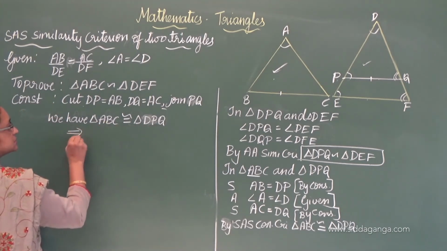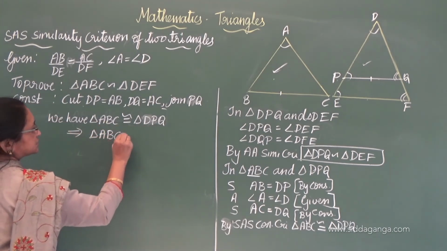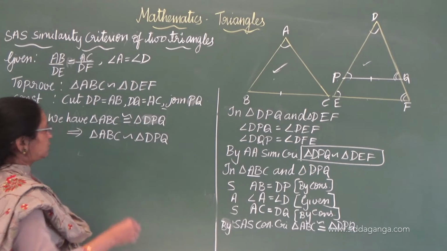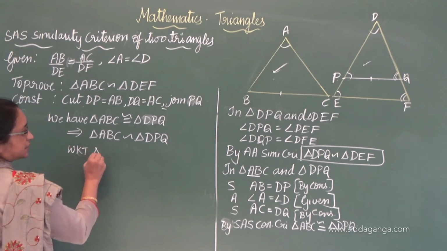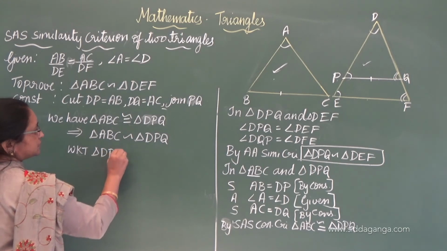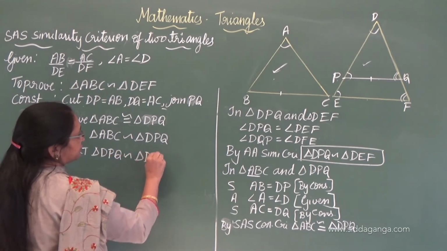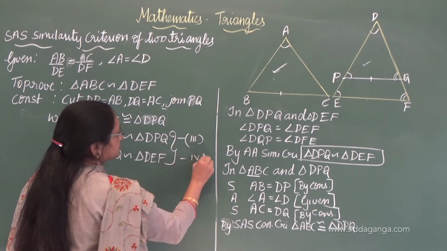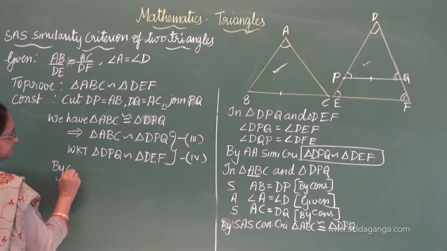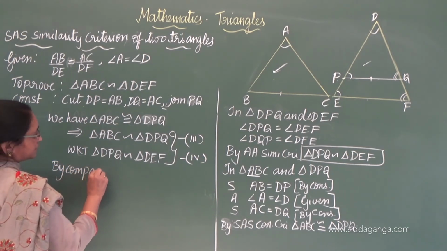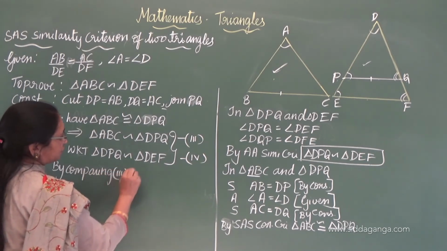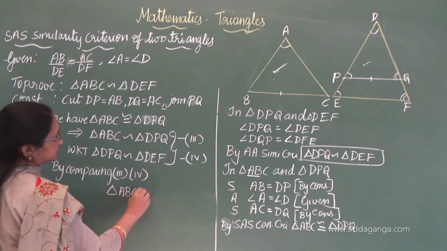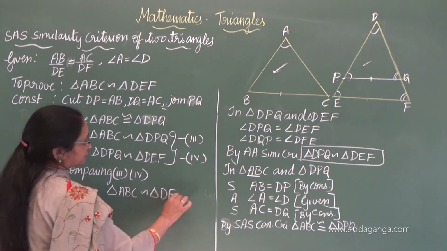So this implies triangle ABC is similar to triangle DPQ. Do you agree? And already we know that triangle DPQ is similar to triangle DEF. So now see, compare these two, third one and fourth one. By comparing third and fourth, we have triangle ABC is similar to triangle DEF.